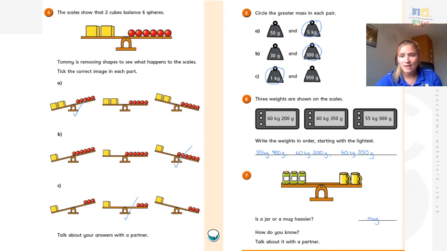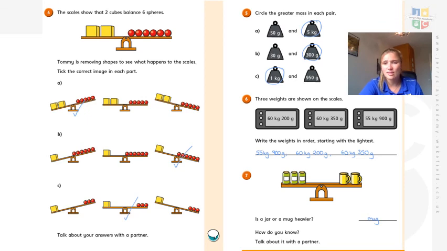And finally, number 7, is a jar or a mug heavier? How do you know? Talk about it with your partner. Well, I know here that the mug is going to be heavier because 2 mugs is the same weight as 3 jars. So the mug is going to be heavier because if both sides weighed the same, we know that if you removed 1 mug, or 1 jar, it would not be the same weight still. So you'd have to look to see that 3 jars is the same as 2 mugs.